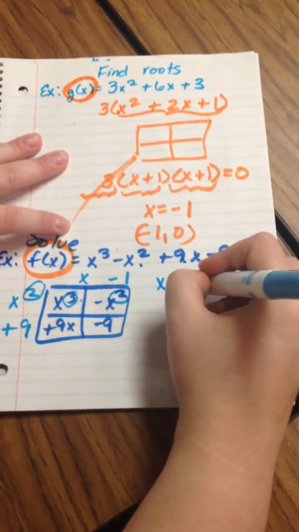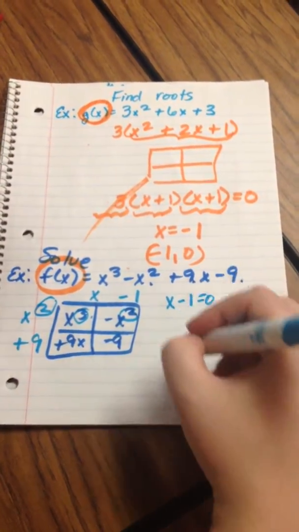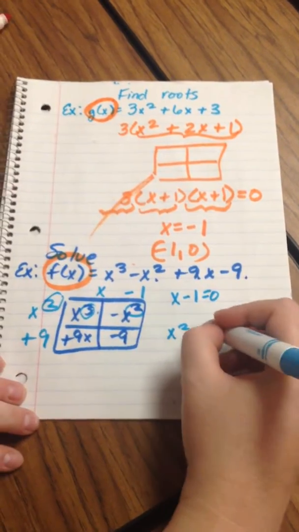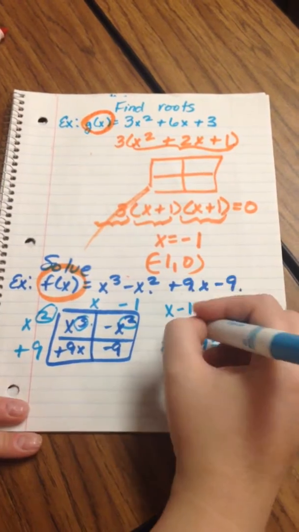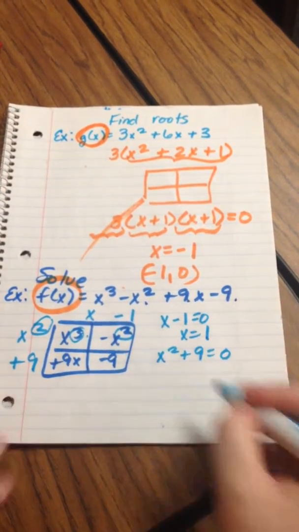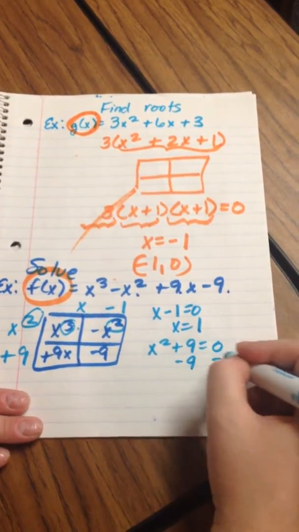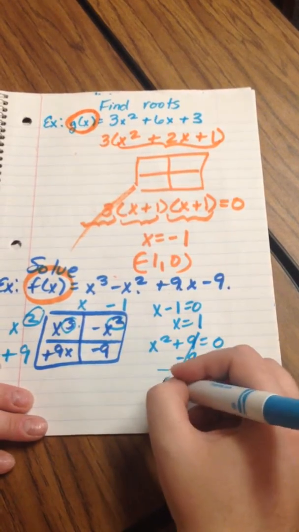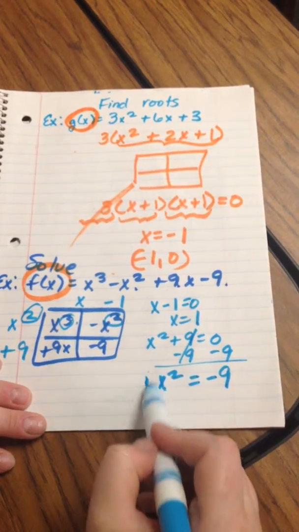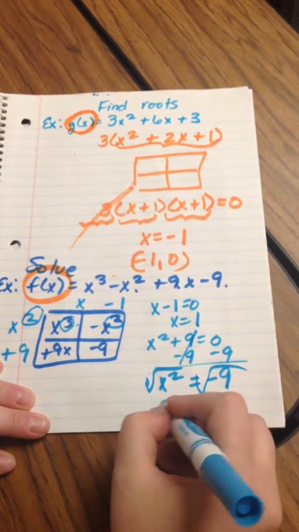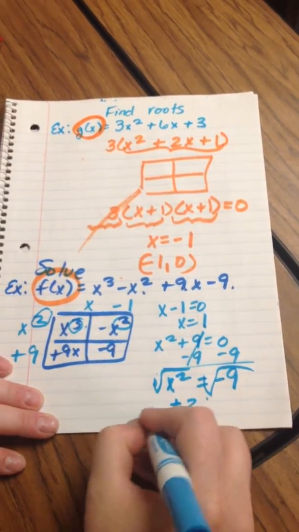x minus 1 equals 0. And then x squared plus 9 equals 0. And then you solve. Over here on the top, we get x equals 1. Over here on the bottom, you think it's 3. It's not. You think it's plus or minus 3. It's not. When you have to take the square root, it turns into a plus or minus 3i.